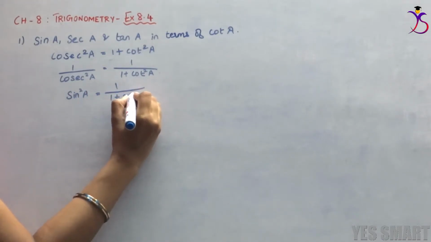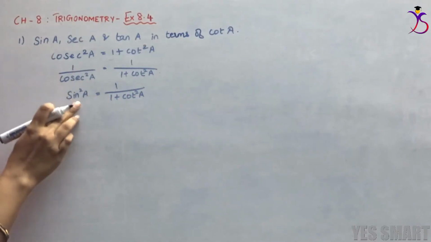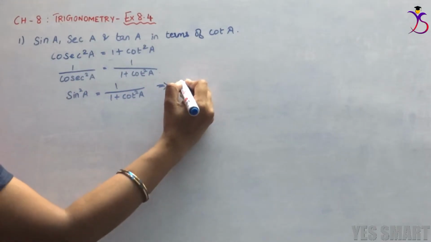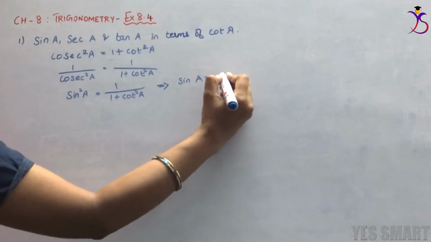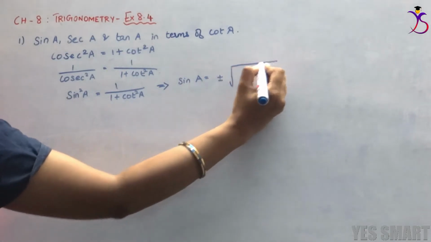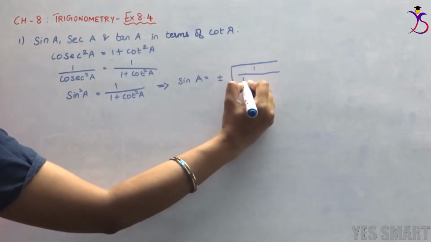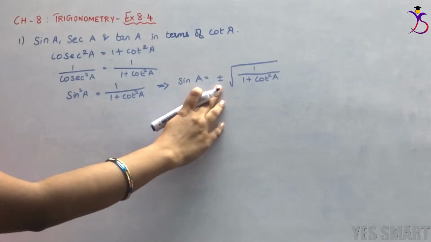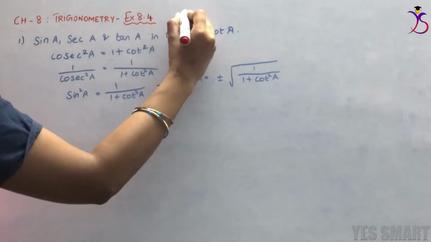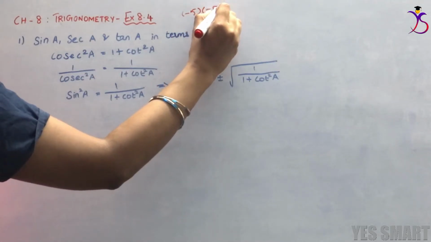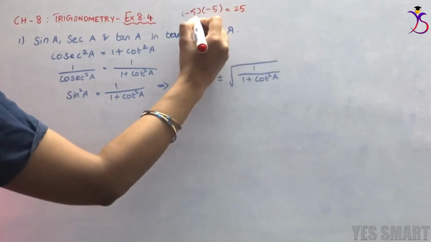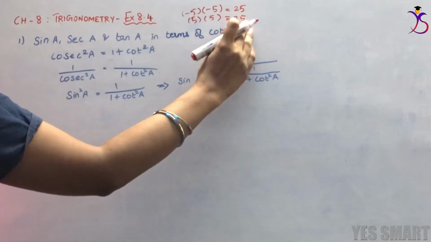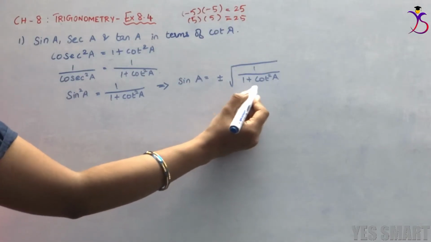In the question, they have asked us to represent sin A in terms of cot A, but we got sin square A. Therefore, I am just moving this square to the RHS, which becomes a square root, which implies sin A equal to plus or minus root of 1 by 1 plus cot square A. This plus or minus is because, for example, if we multiply minus 5 into minus 5, we will get 25. Similarly, 5 into 5 is also 25. Hence, while taking the square root of 25, it can be either both positive values or both negative values. Therefore, I have mentioned plus or minus here.